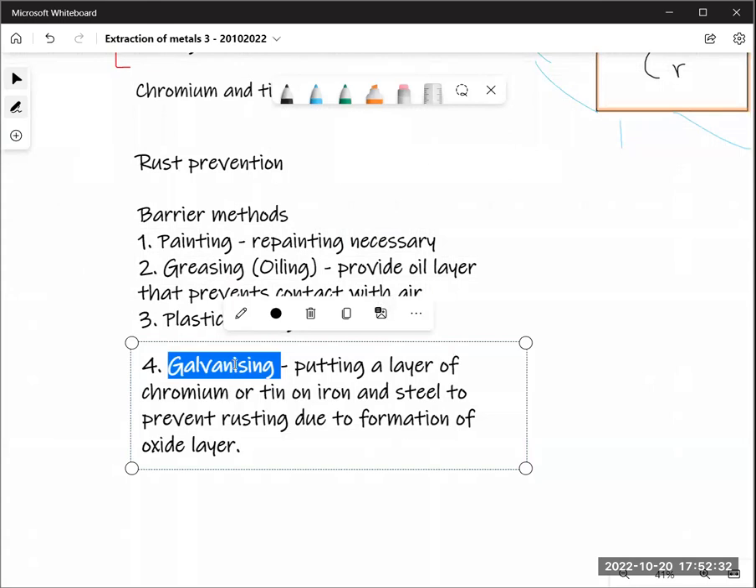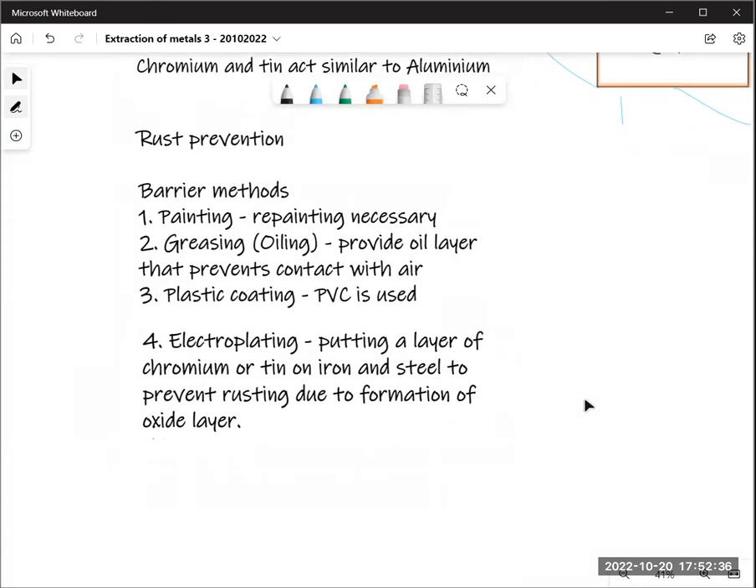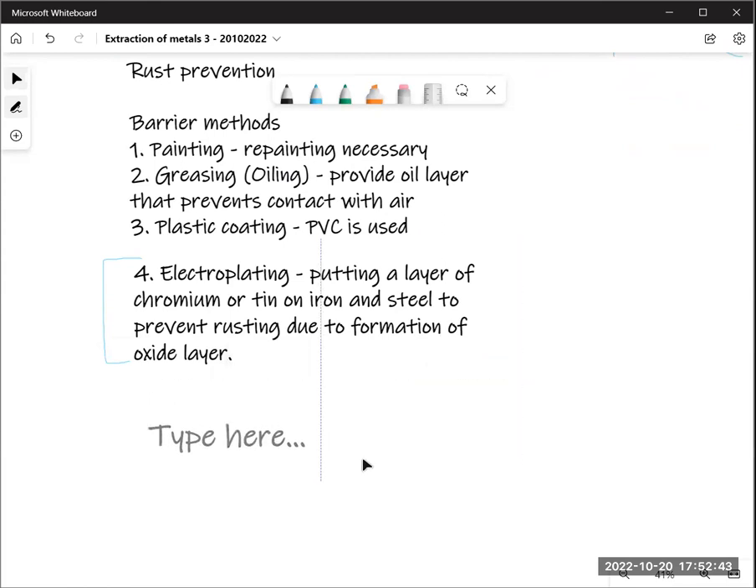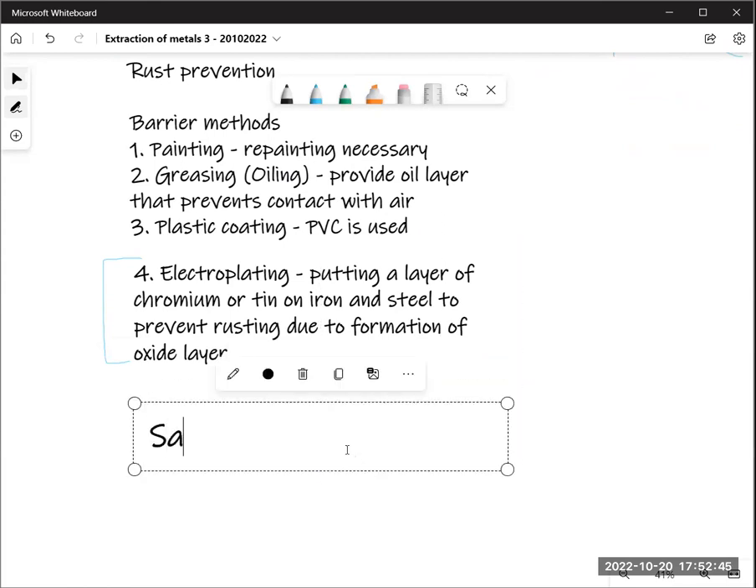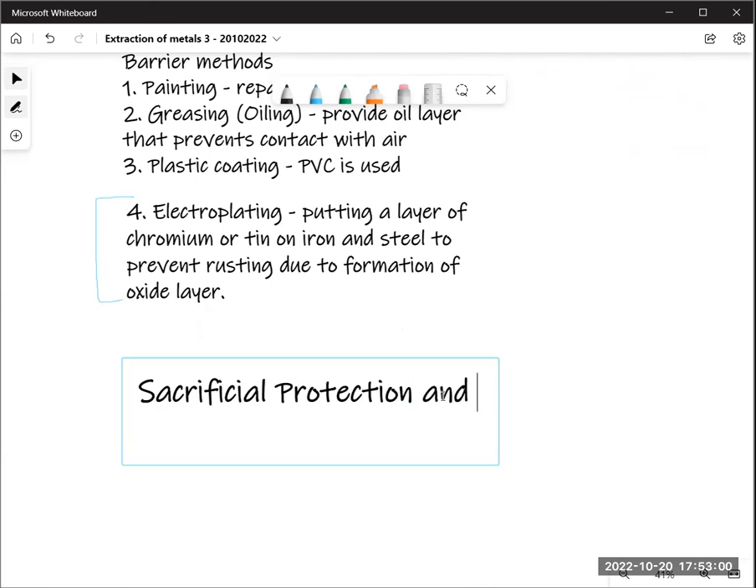Understand the definition of electroplating. Write this down. Safa, read it out loud. Electroplating: putting a layer of chromium or tin on iron and steel to prevent rusting due to formation of oxide layer. Perfect. Now, galvanizing and sacrificial protection.